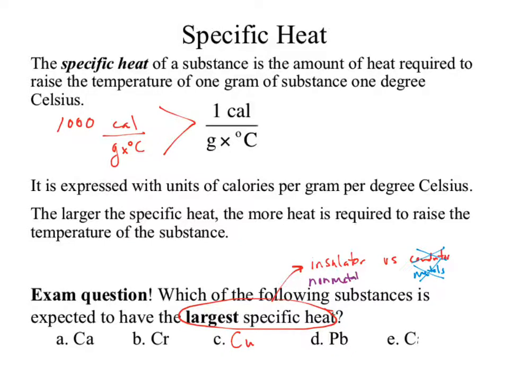How do I tell the difference between metals and nonmetals? The staircase. To the left of the staircase is metal. To the right of the staircase, nonmetal. Where's calcium? To the left. Chromium. Copper.